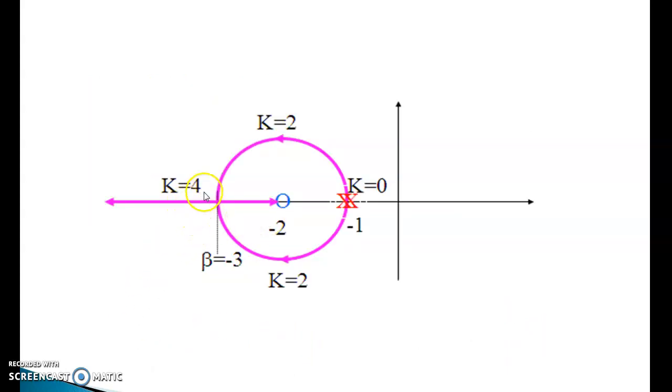Where k = 4, this is located at k = 0. So now this is k = 2, this is k = 2, β = -3, and the zero point is at -2. So the root locus is now following a particular circle.